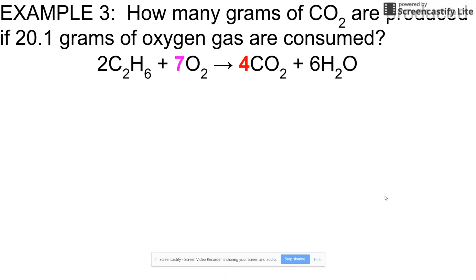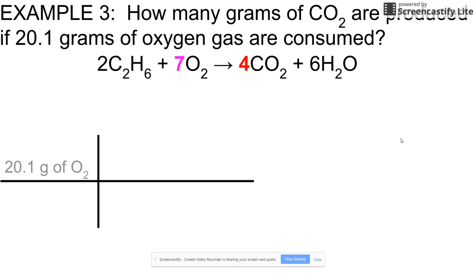Last question. This one's a little bit more difficult because you're not given moles, so you have to convert this into moles first. You have your 20.1 grams of oxygen, and it's asking you how many grams of CO2 are produced. You convert your grams of oxygen into moles, and then you just do what we did on the prior 2 examples. So start off with the bridge. You put your given, 20.1 grams of oxygen, on top, over 1.